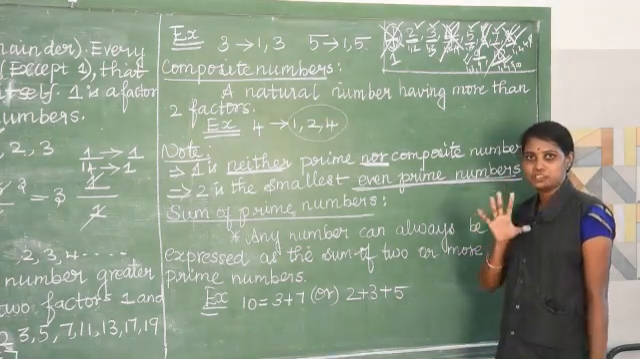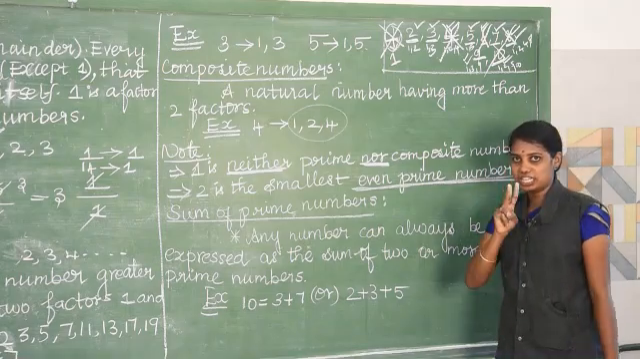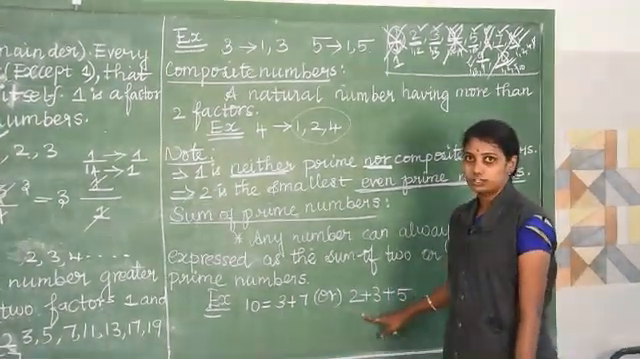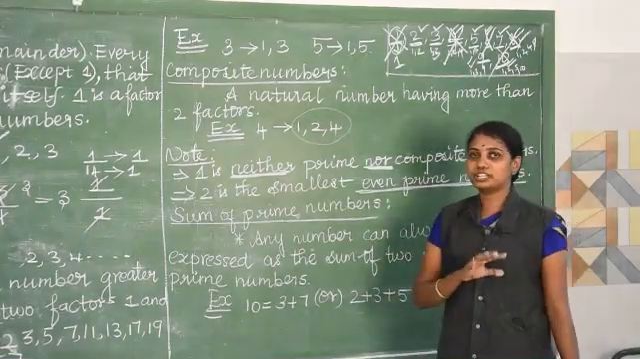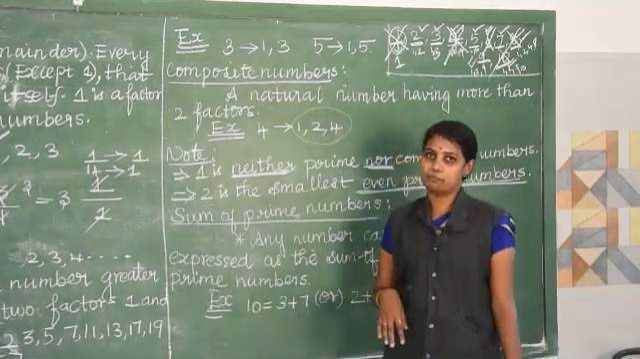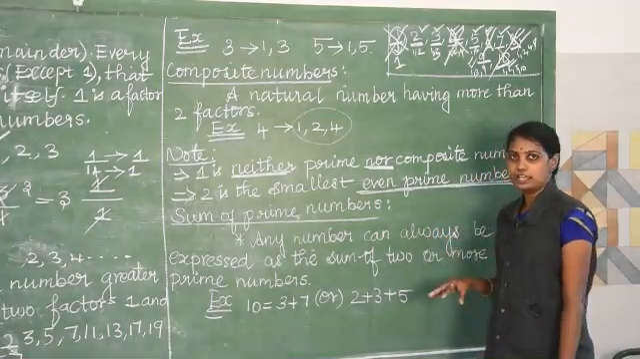Maximum prime numbers are odd numbers. Only one even number is there, that is 2. Maximum prime numbers are odd, but you cannot say all the odd numbers are prime numbers. But prime numbers will be odd numbers.